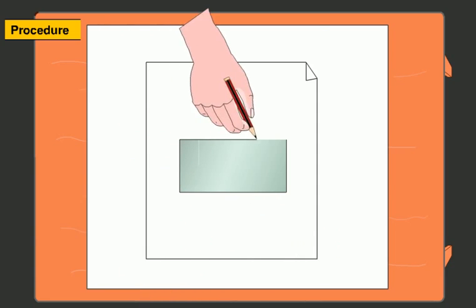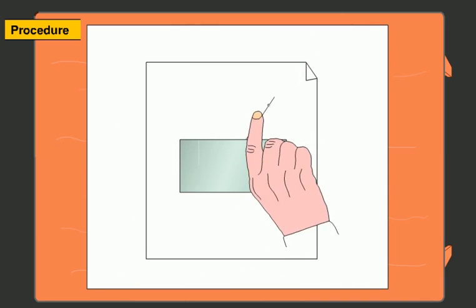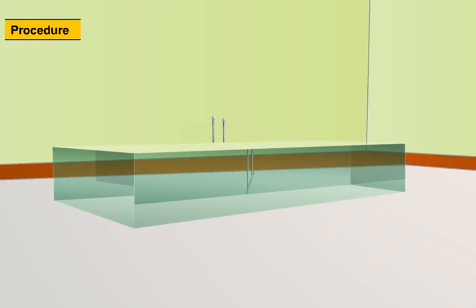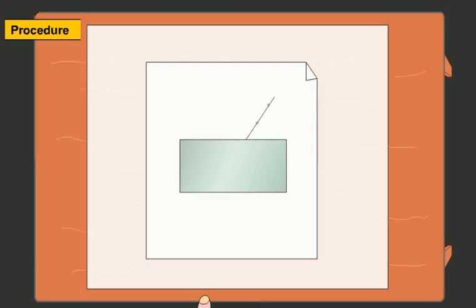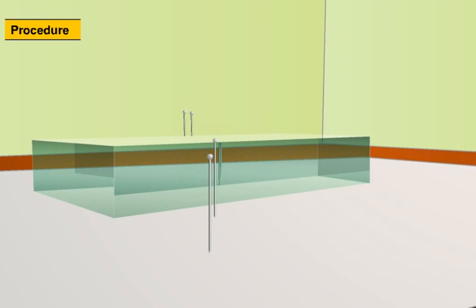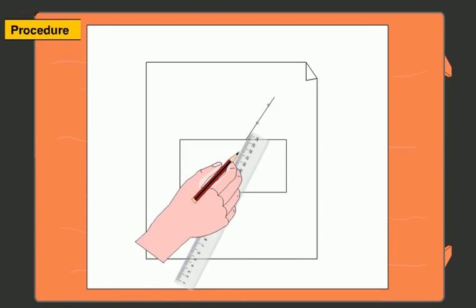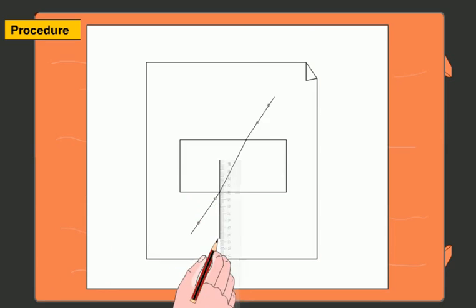Draw a straight line on one side of the glass slab and fix two pins on its path. This behaves as the incident ray. Now observe from the other side of the glass slab and put two more pins that will act as the emerging ray. Now all four pins look as if they are in a straight line. Join the dots on this side and draw a normal.